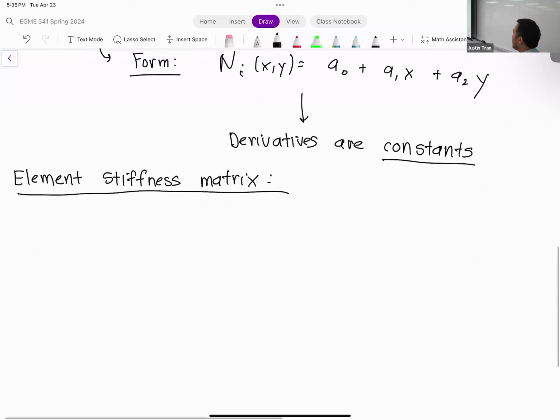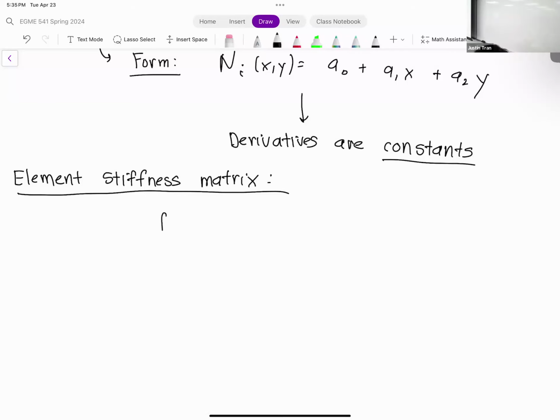And so through our integration by parts in 2 dimensions, we were able to come up with the following form. This equation that I'm going to write down right now is valid no matter what element type you're looking at, even 3D elements. It's just that exactly how you implement each of the terms is different based on the element shape.